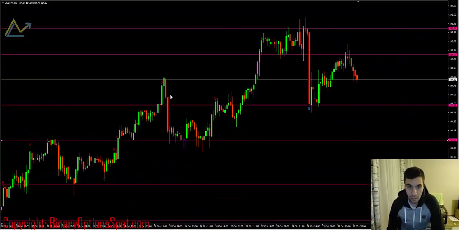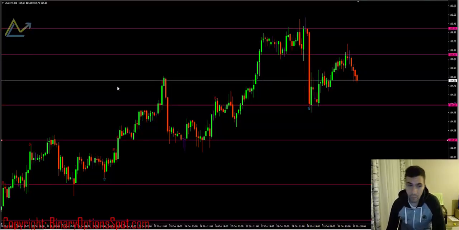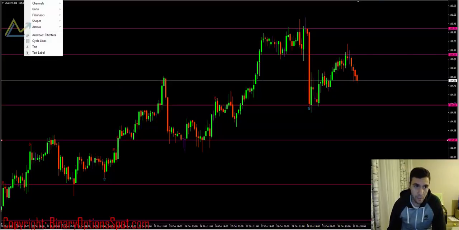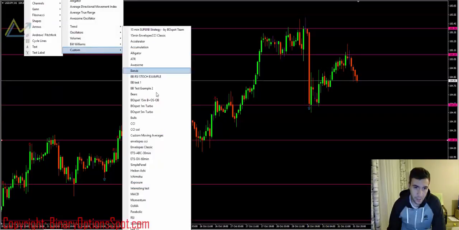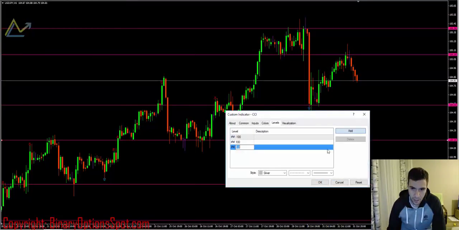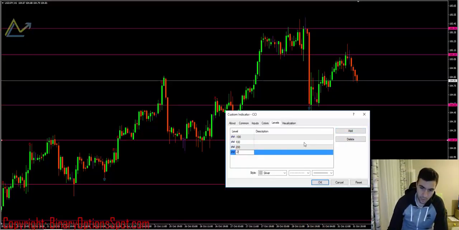So once you draw some support and resistance, for divergences you need to use an oscillator. Actually, you can use any type of oscillator: MACD, CCI, RSI, stochastic, whatever you like. In this example, I'm going to be using the CCI, and I'm going to be adding additional levels, 200 and minus 200.